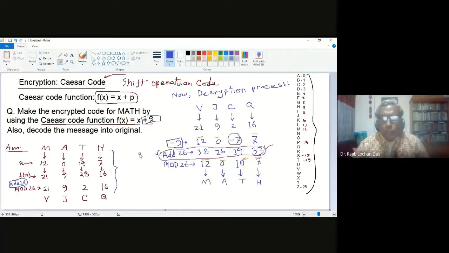Thank you, sir. Okay, so that is it, and this is the encryption and decryption for the Caesar code function, and you can do the calculation with anything, not only math. You can do it with your name, you can do it with IUBAT, or any word you can take and do the calculation and do the opposite calculation also, so that it will be good practice at home. Okay, is that okay?